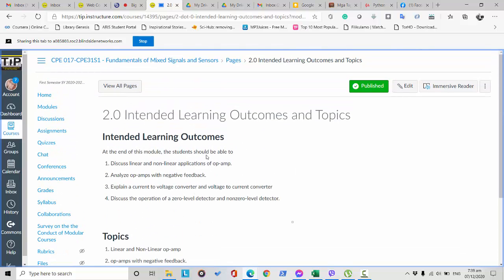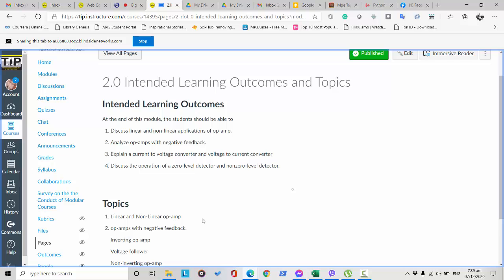So this module 2 will also be included in your preliminary exams. Your preliminary exam, I will announce it later.